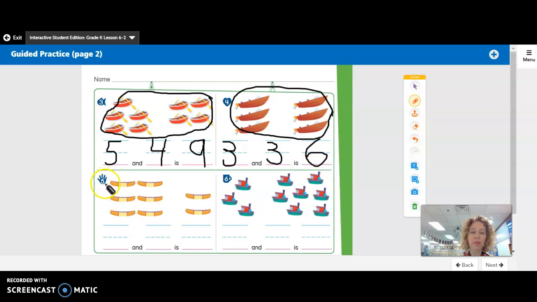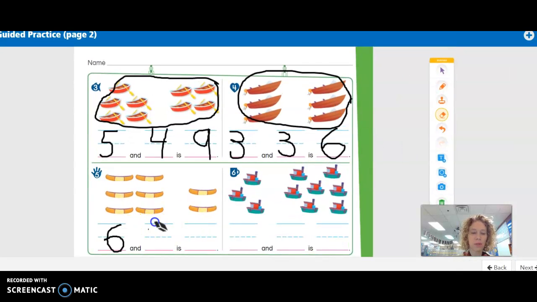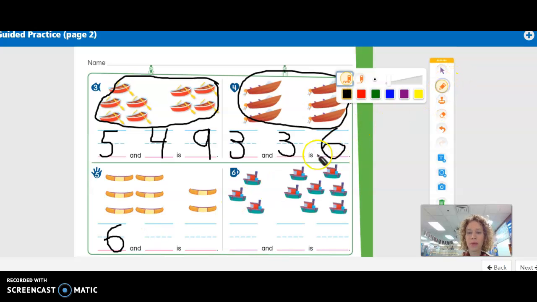All right, let's take a look at number 5. I think these are canoes. How many in this group? Let's count. 1, 2, 3, 4, 5, 6. We have 6 canoes in this group. Now we're going to count this group over here. 1, 2. 2 in that group. Whoops, I'm going to erase that. It's hard to write with the computer sometimes. Okay, let's go back, get our pencil, and make a 2.